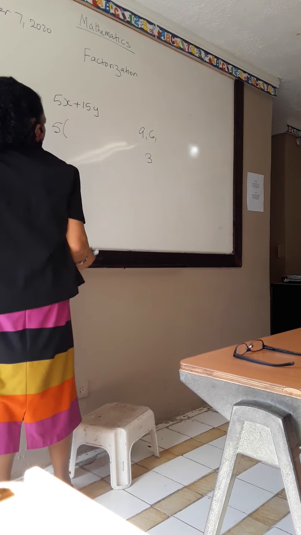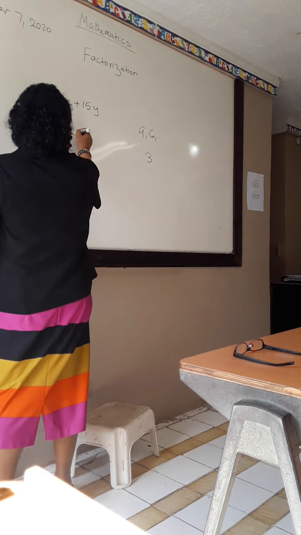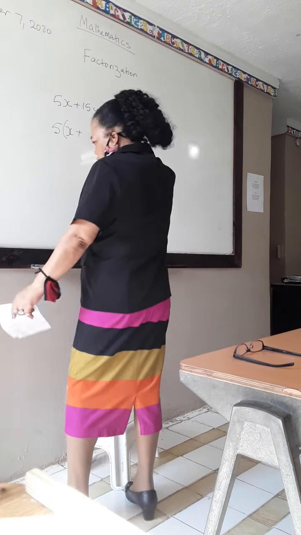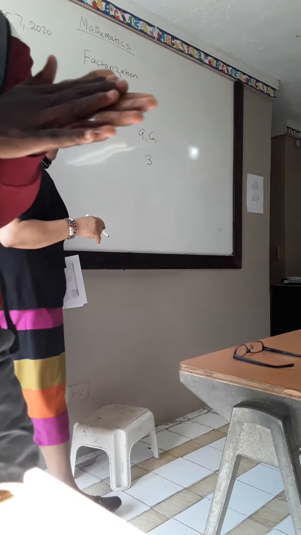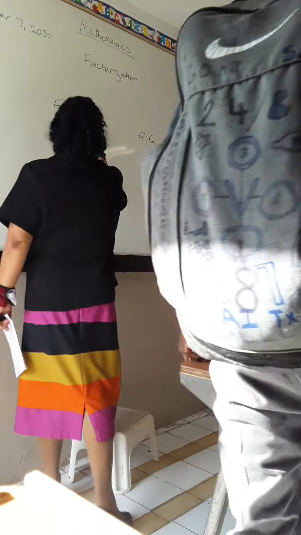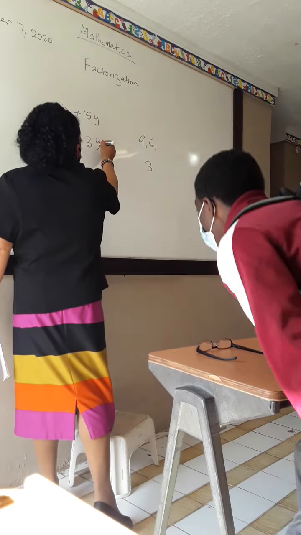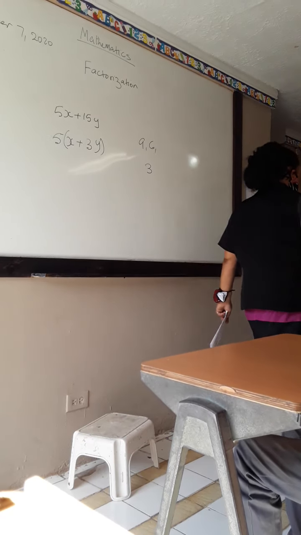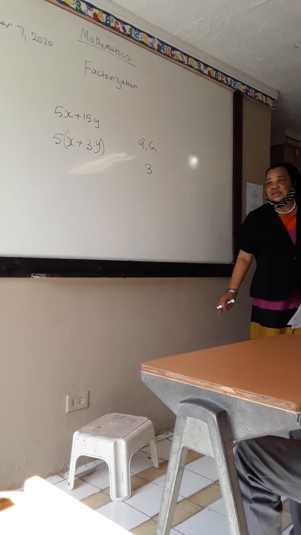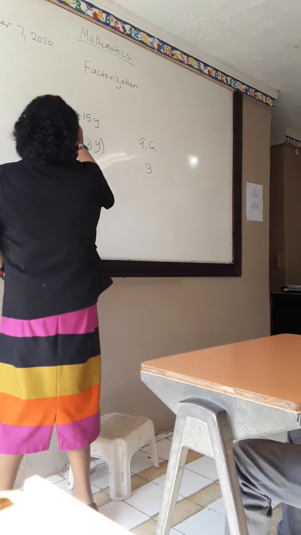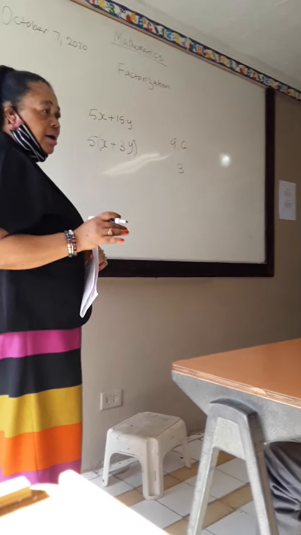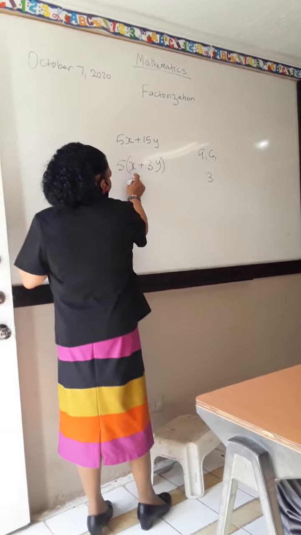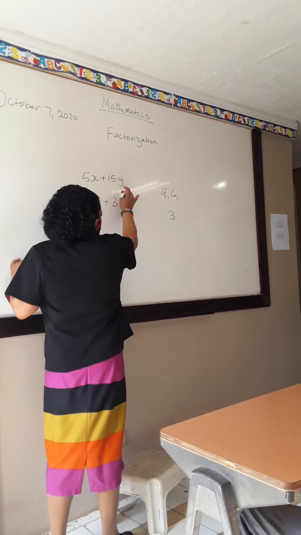5 into 5x would leave me with x. And 5 into 15, go ahead, please. 5 into 15 would leave me with 3. And the y would hold its place. Okay? We're talking about factorization, so I'm simply factorizing it. What did I do? I found the common factor, or the highest common factor. 5 into 5x, x. 5 into 15y, 3y.